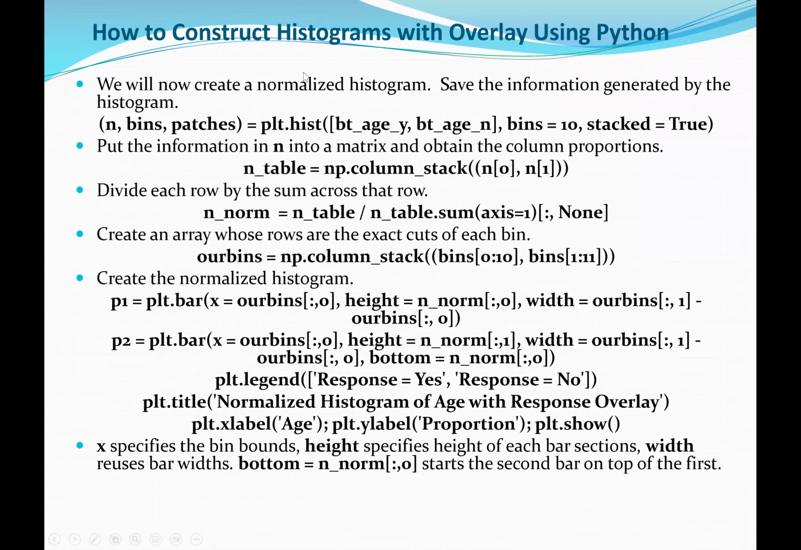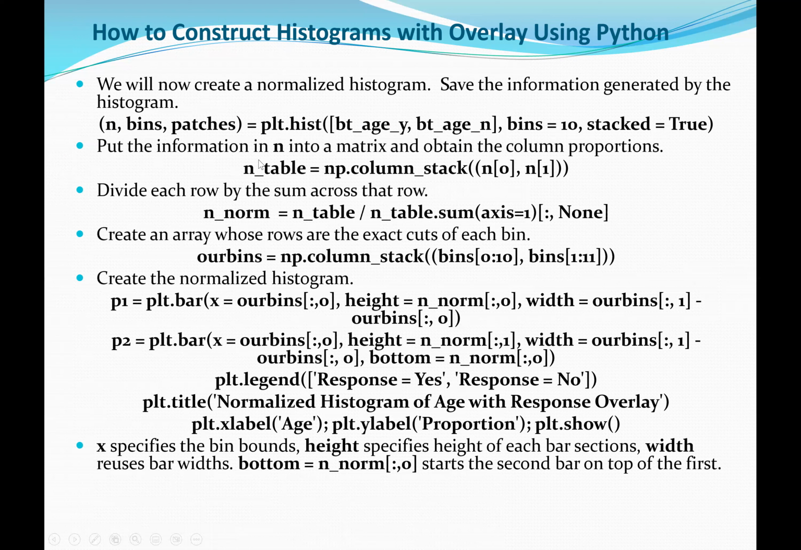Next, we can also create a histogram with overlay using Python. Here we can create either a normalized or non-normalized histogram. Previously we did the non-normalized, so we would now create the normalized histogram. We save the information generated by the histogram. So we have plt.hist, bthy, bthn. The number of bins again is 10. The stack is true. We assign to n, bins and patches.